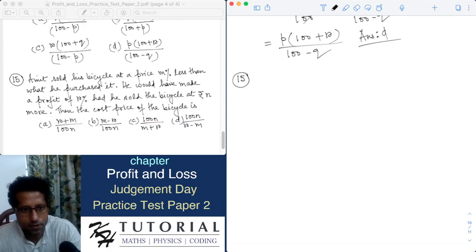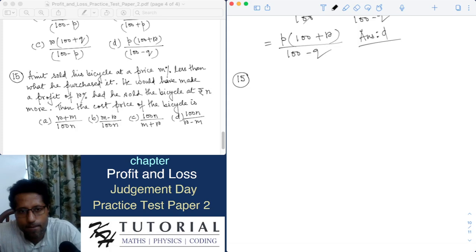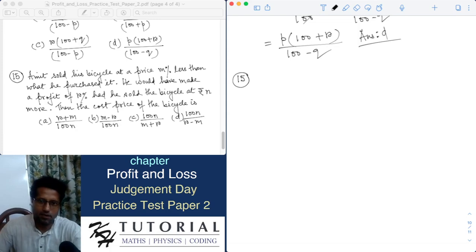Problem number 15 says that Amit sold his bicycle at a price M% less than what he purchased it for. This means that the selling price is M% less than the cost price.